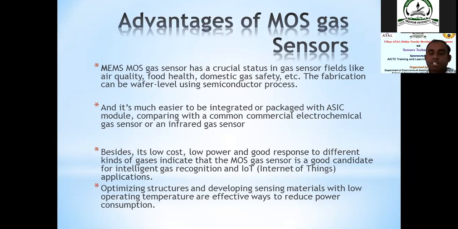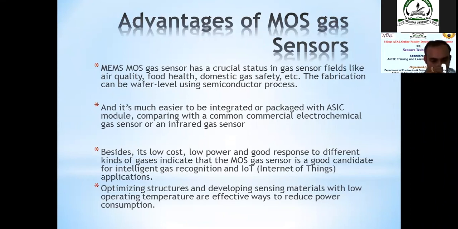Now, how can it be easily integrated in the ASIC modules? Because here we can fabricate these MOS sensors on top of our normal silicon wafer also. So in that way, it can be commercially available, and it can be integrated with the other devices. Besides that, if it is massively produced, we can go for low cost, low power, good response to different kinds of gas indicators. And if it is low cost, small in size, and even a low power device, then we can easily use this type of device for our IoT applications.